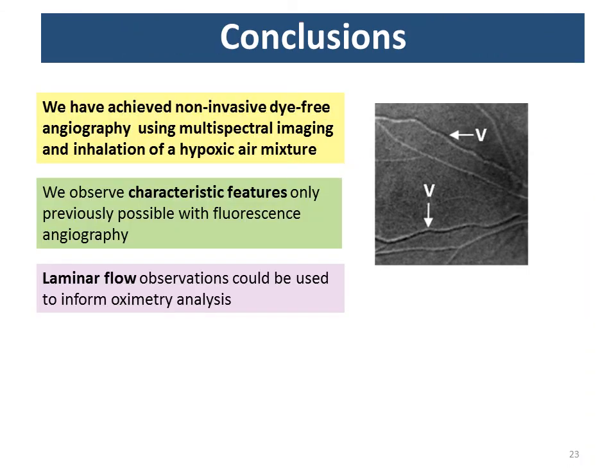So I just want to say, we've achieved non-invasive dye-free angiography of the retina. We use multispectral imaging and a high hypoxic mixture to perturb the blood oxygen saturation. And we observe features like laminar flow and sequential vessel filling, features that you see in fluorescence angiography, but we're probably not going to see vessel leakage. And I think these observations of laminar flow of different oxygenations in a vein could be useful for improving vessel fits for oximetry analysis.